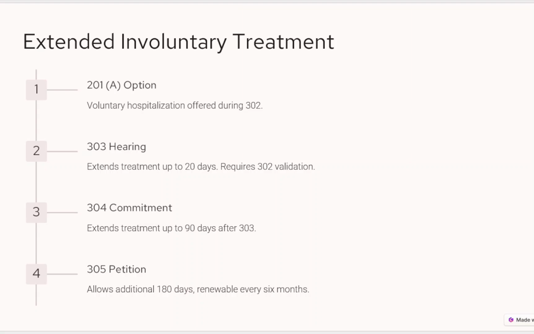The 305 petition seeks continued involuntary treatment for individuals already under a 304. This particular commitment can last up to an additional 180 days of court-ordered treatment. A 305 commitment can be repeated every 6 months or for as long as the court deems treatment is necessary. Since dangerous behavior has already been established, it's not required to be reestablished when filing a 305 petition.